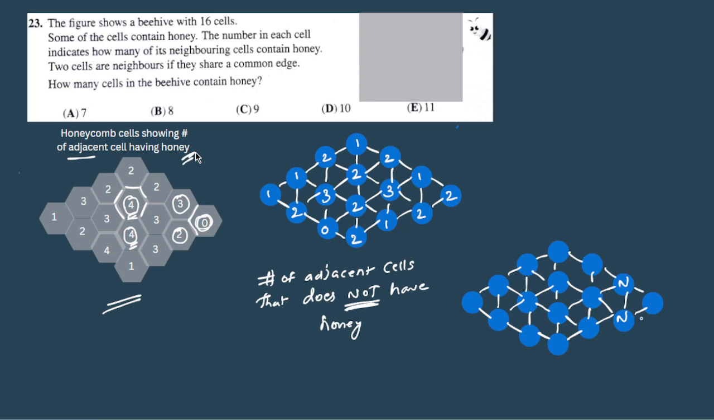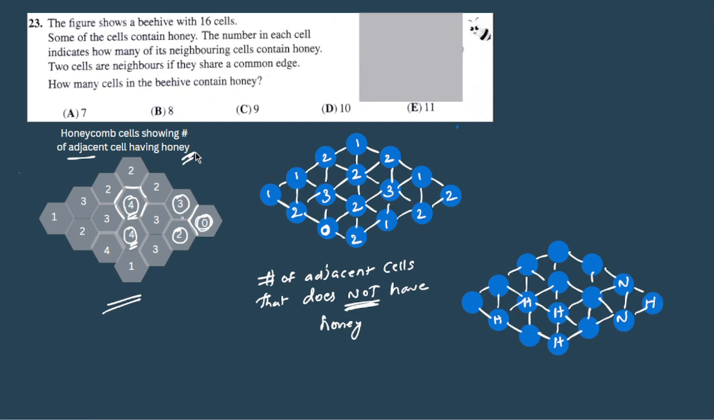My second easy one is this one, which is showing 0. It means all of its neighbors have honey in them. So I'm going to put an H here. And then if you look at the rest of the grid, comparing which has honey and which does not have honey, you can figure out the cells that have honey in them. So this one has honey.